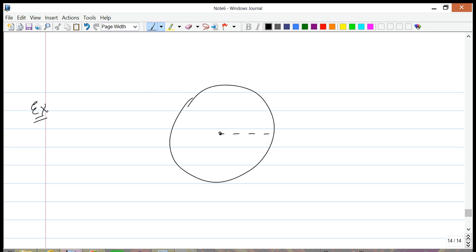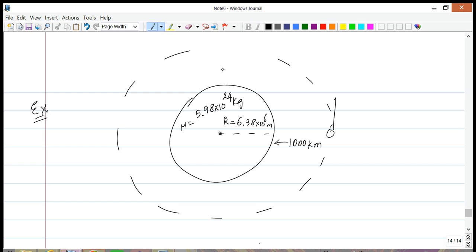Okay, so what we know for the Earth is that the radius of the Earth is 6.38 times 10 to the 6 meters. The mass of the Earth is 5.98 times 10 to the 24 kg. Let's say that we're going to place a satellite at an altitude of 1000 kilometers above the Earth's surface, and we want to know, in order for it to move around in a circular orbit, what should be its speed. We can also figure out the time period for this orbit. So we'll define the speed and the time period.